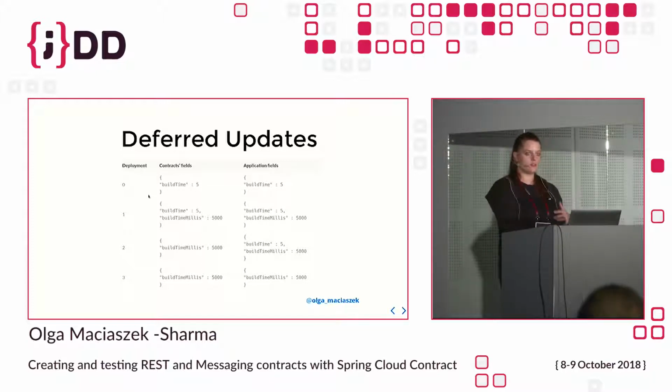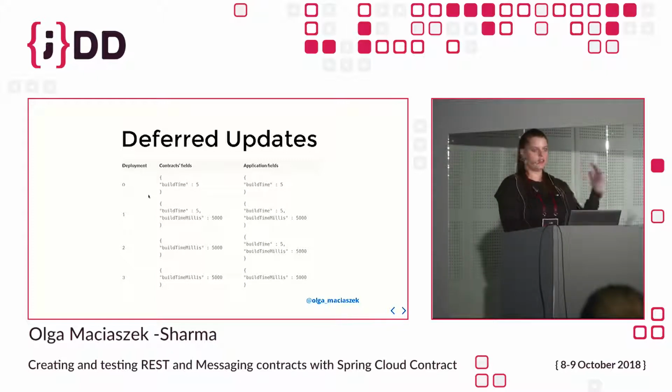So what we can do is use deferred updates. This is the same approach we use when we are changing database fields. We have our contract and our production app, and we have a build time field. For whatever reason, the build time field was in seconds, and now we want to change it to milliseconds. So what can we do? We can add this new field with milliseconds to our contract, new version, and then to our production. It's running, it has both fields. If our consumer uses the old version, they can use it. If someone has started using the new one, they can use it as well.